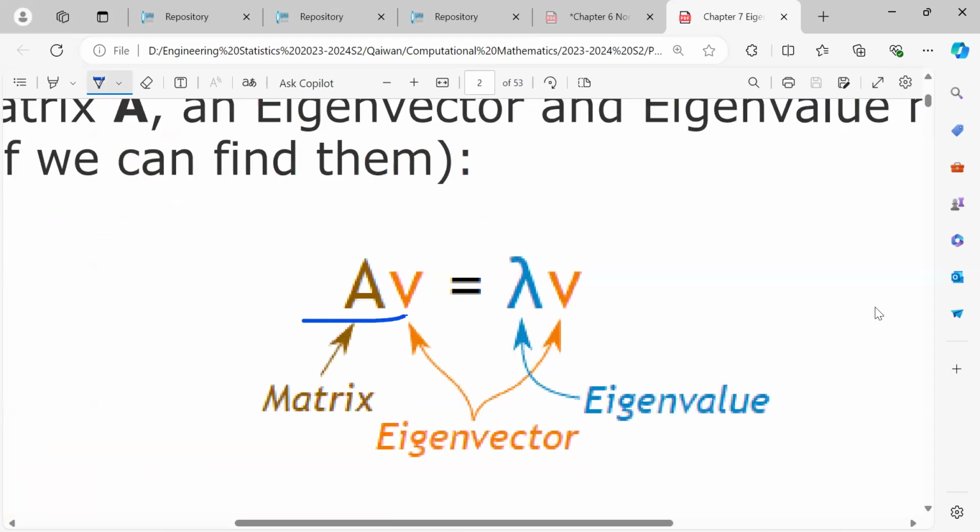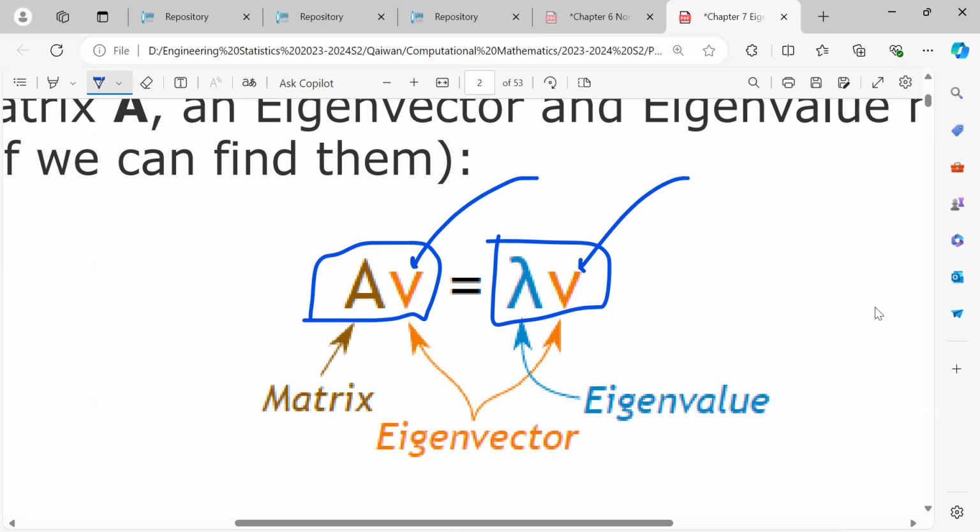We say A times V is equal to lambda times V. Here, V is the eigenvector corresponding to lambda. For each eigenvalue, we could have an eigenvector. Lambda is the symbol used for eigenvalues. Eigenvalues are denoted by lambda.